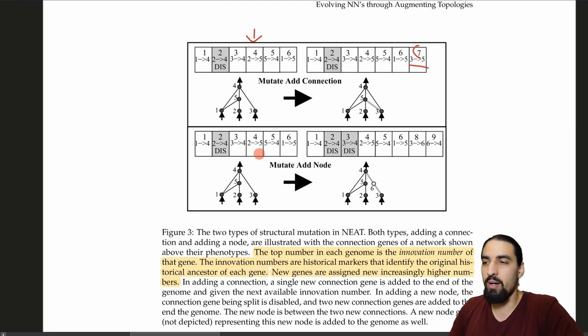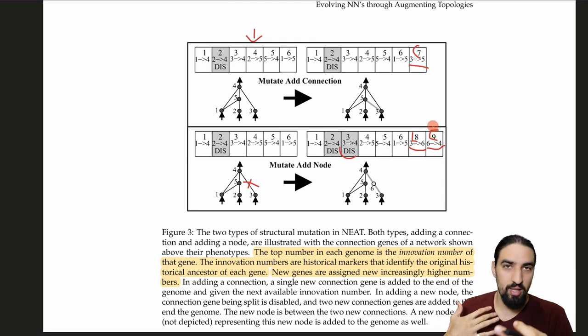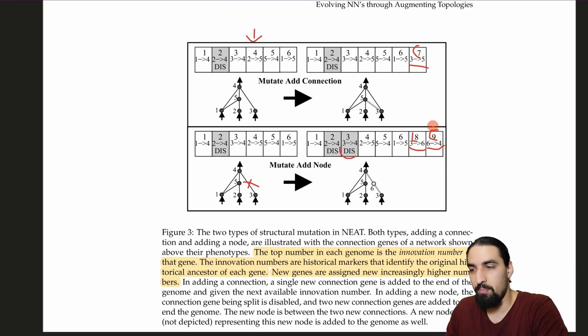We have the other mutation happening here. Here we add a node. You can see here we add node six, which basically disables this previous connection and adds two novel connections. Between three and four, this one will be disabled. And you can see that we added a connection from three to six, and from six to four, so we added two novel connections, and we have the novel innovation numbers here. This is the way in which NEAT adds additional complexity to the current population.